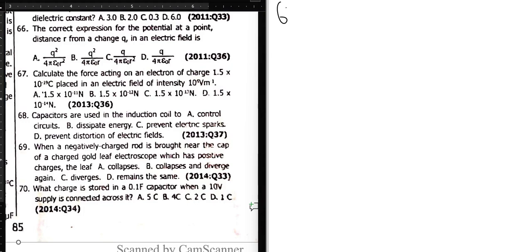67. Question 67 says calculate the force acting on an electron of charge 1.5 times 10 raised to the power minus 19, placed in an electric field intensity of 10 raised to the power 5. So I'm looking for force. Force is equal to QE, that is charge times the electric field intensity.